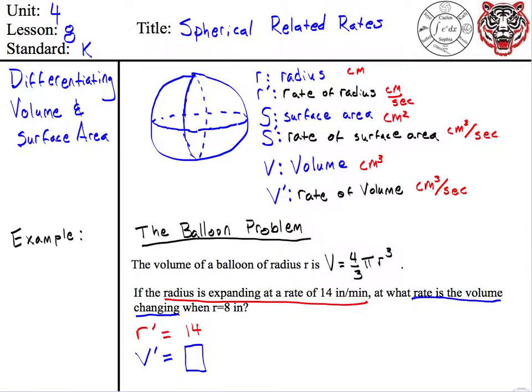And then we also have some other information. We also have this. Radius equals 8. So that's already in variable form. We can just copy that down. R equals 8.